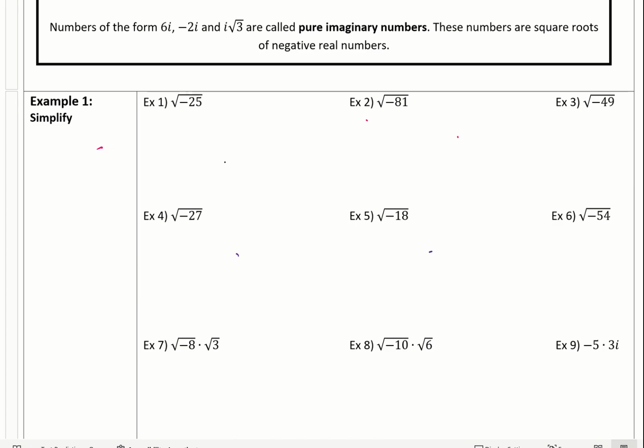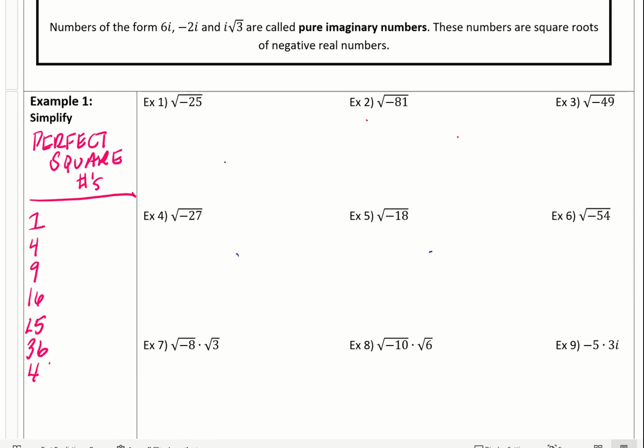So we break these first ones down. In this first row, you'll notice these are all perfect square numbers. Before we get started, I'm going to write the perfect square numbers over here, because you are going to need them frequently. If you're not very good at them, you might want to write them at the top of your paper. 1 times 1 is 1, 2 times 2 is 4, 3 times 3 is 9, 4 times 4 is 16, 5 times 5 is 25, 6 times 6 is 36, 7 times 7 is 49, 8 times 8 is 64, 9 times 9 is 81, and 10 times 10 is 100.